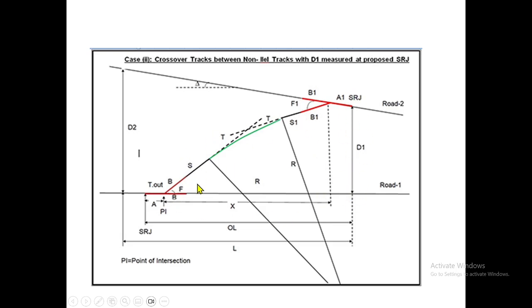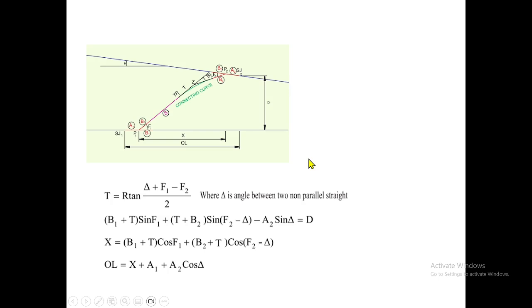So both ways we can do it. Okay, so this is a detailed drawing of this connection having non-parallel tracks and introducing a crossover between them with a different angle of crossing. So this is a line with reference to this line.